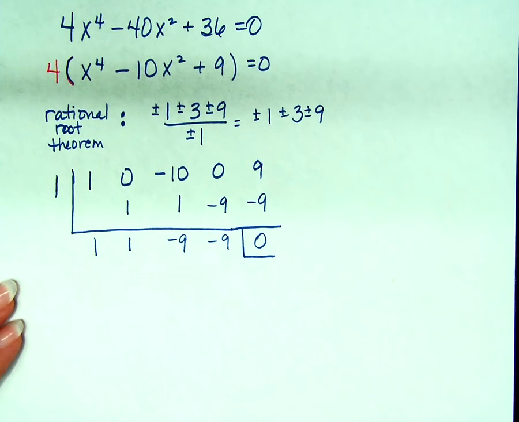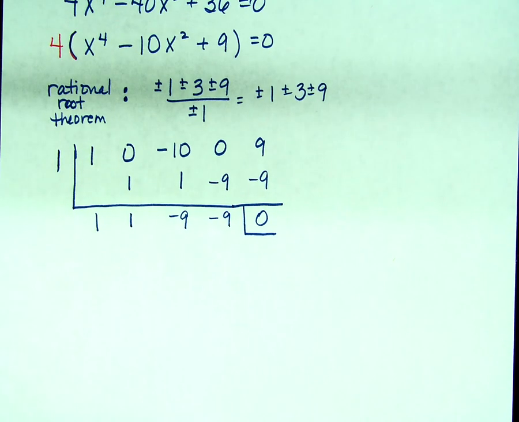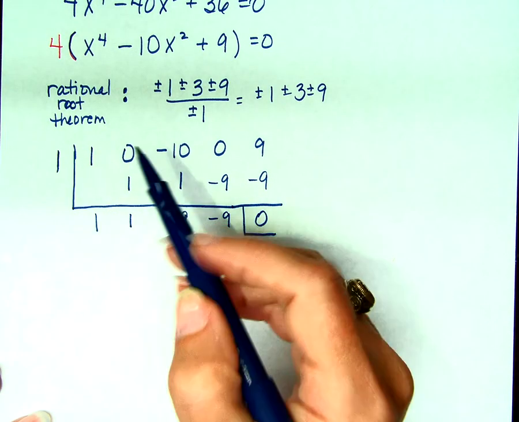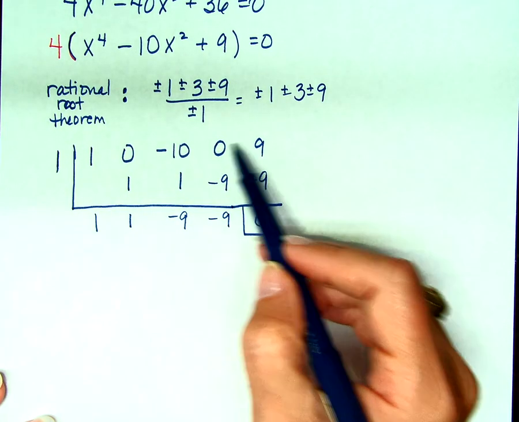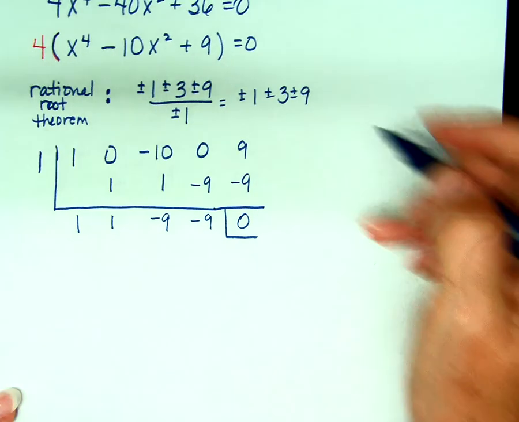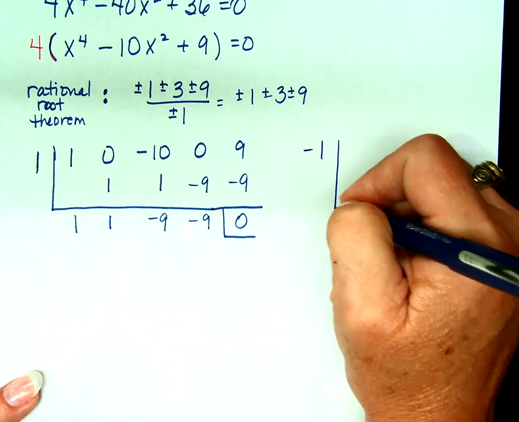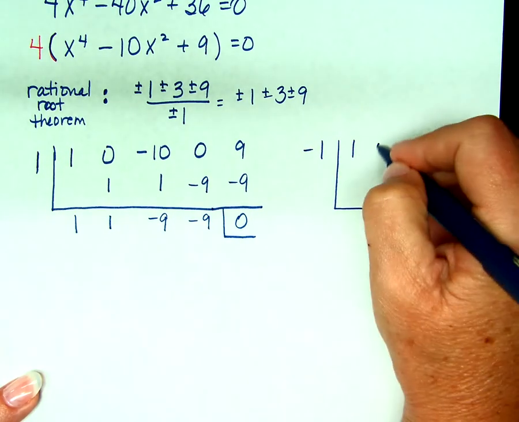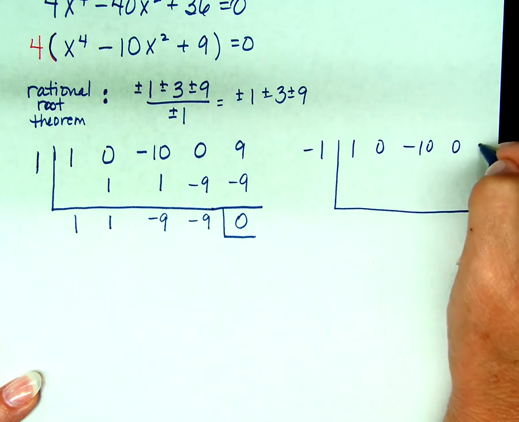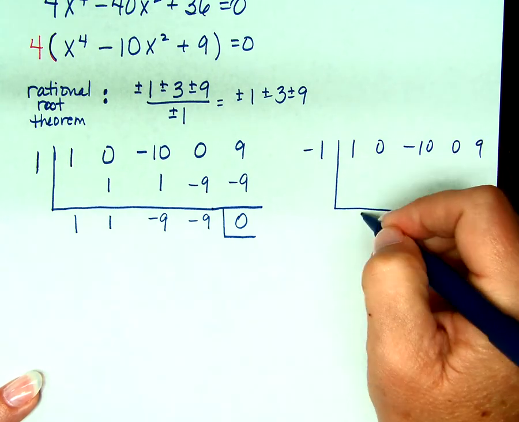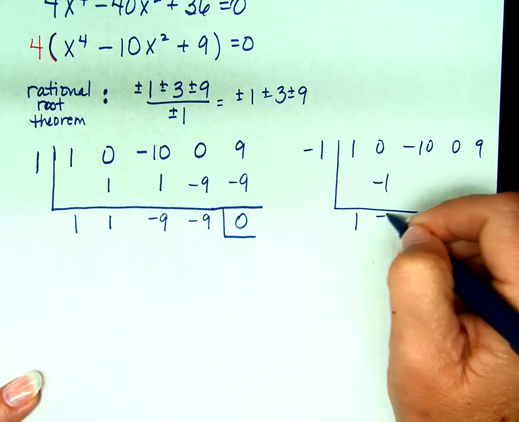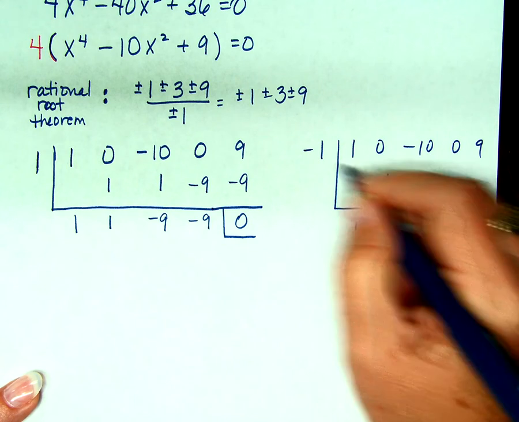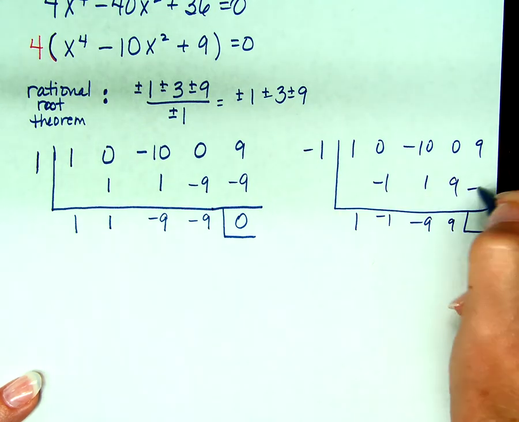So I have a couple possibilities right now. I have a couple things I could try. I could start all the way over from the beginning with negative 1 and write 1, 0, negative 10, 0, and 9. That's one possibility. Let me show you what that does real quick. 1, 0, negative 10, 0, and 9. 1, negative 1, negative 1, 1, negative 9, 9, 9, negative 9, 0.